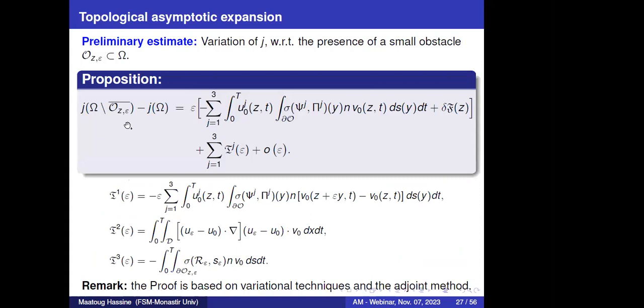As a first step of our analysis, we will prove a preliminary estimate for the design function variation. We will prove that the variation of the design function with respect to the insertion of small obstacles inside the fluid flow domain satisfies this equality, where T1, T2, T3 are terms to be evaluated with respect to epsilon.